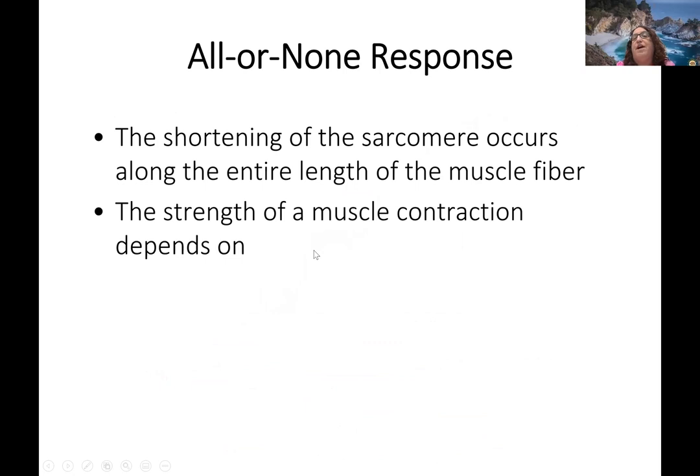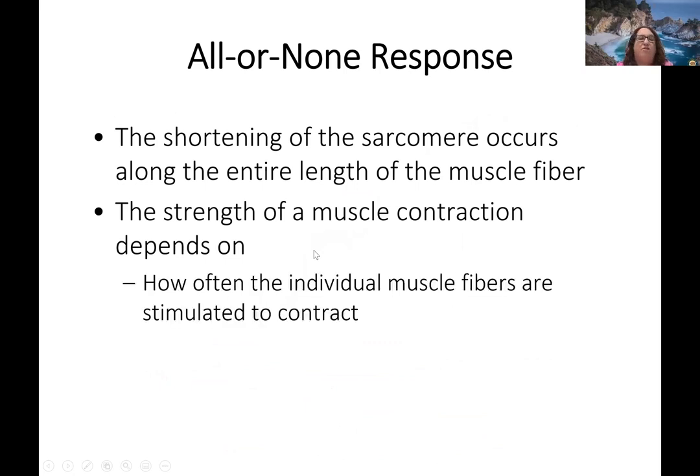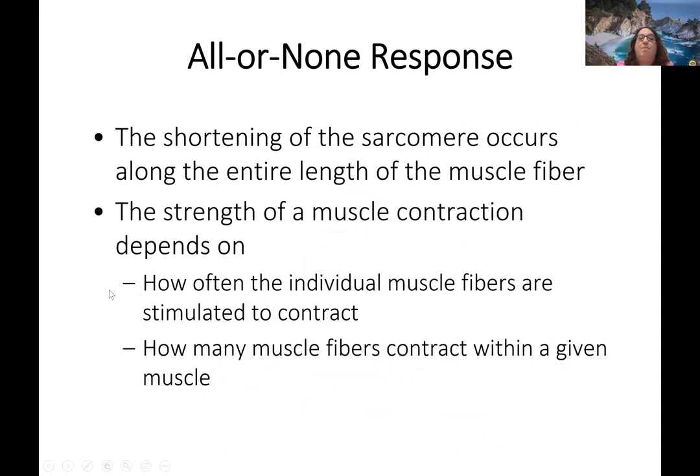The strength of that contraction is going to depend on how often the little individual fibers are stimulated to contract. The more stimulation, the stronger the contraction. It also depends on how many muscle fibers contract within a given muscle. So remember, it's like we have strings wrapped around strings, wrapped around strings. We've got all these little bundles. And so if we only do 1 or 2 fibers, that's not going to be as strong a contraction as if we did 54 fibers, right? The more fibers involved, the stronger it will be.